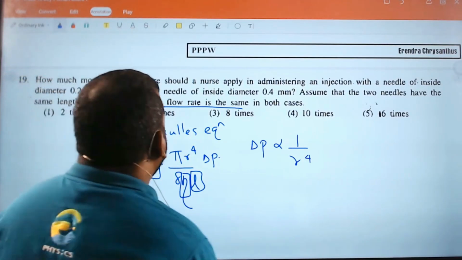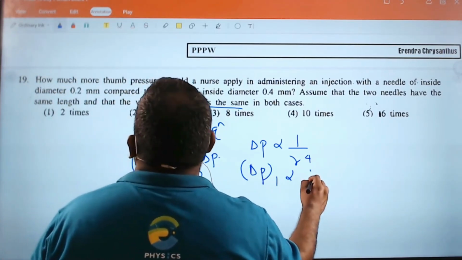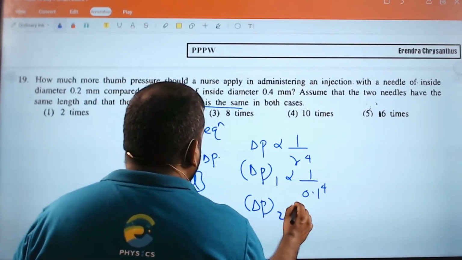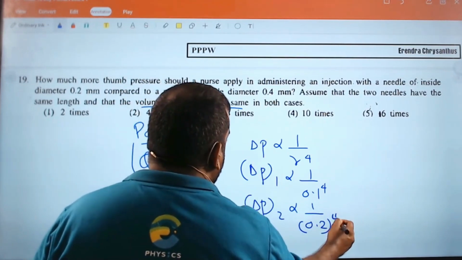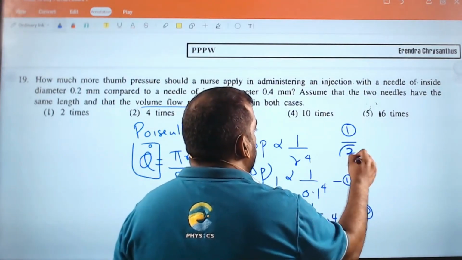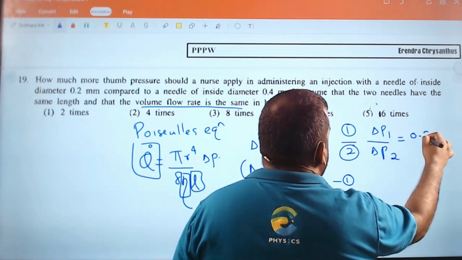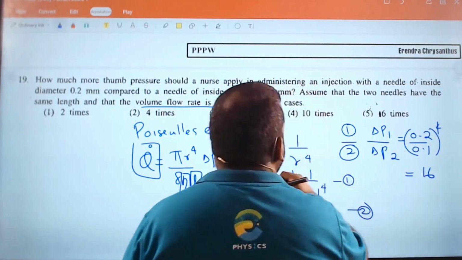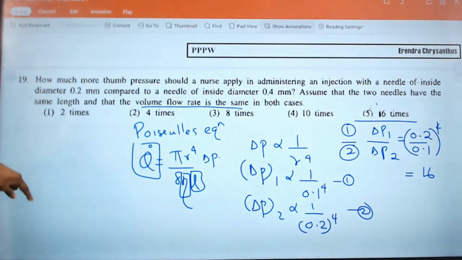4th power. So pressure difference here, first instance, radius is 0.1 to the power 4. Second case, 0.4 diameter, 0.2 to the power 4. Divide first equation by the second. Delta P 1 over delta P 2, 0.2 over 0.1 to the power 4. That's going to be 16 times. 16 times, answer number 5.